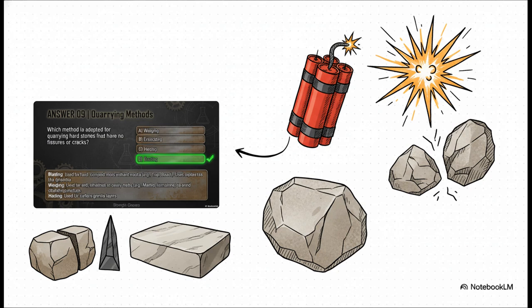It just makes sense, doesn't it? If you have a huge, solid piece of hard rock with no natural cracks to take advantage of, blasting is the most efficient way to break it apart. You wouldn't want to use blasting on something expensive like marble, though, because you'd just shatter it. For those more valuable stones, you'd use a careful method like wedging to get clean splits and avoid waste.